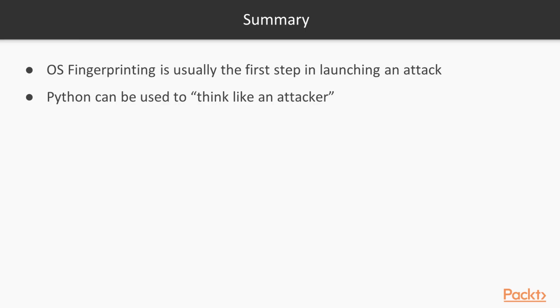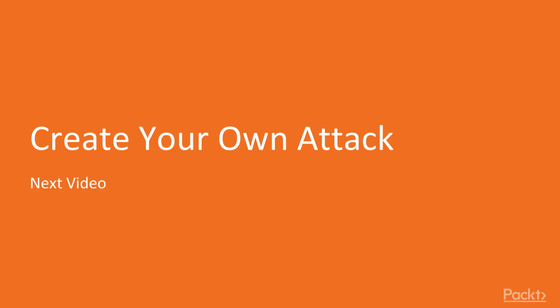So in this video, we saw how to use Python packages to determine the operating system of your target, because that is usually the first step in launching an attack. It also demonstrates the importance of having physical security as well as some of the other security postures that you should take. Python is a great tool to use to think like an attacker. In the next video, let's talk about how you could create your own attacks.